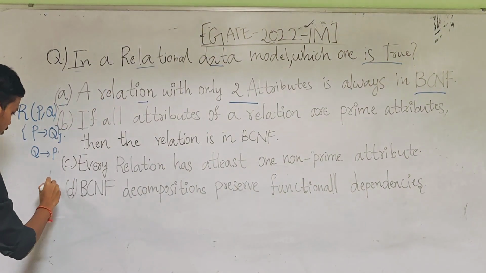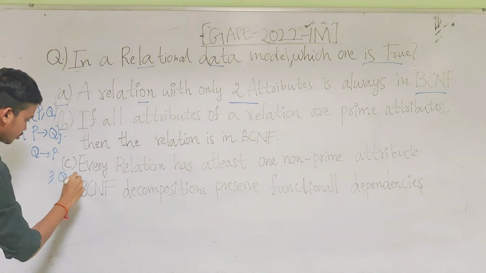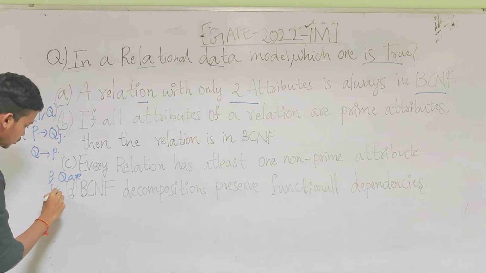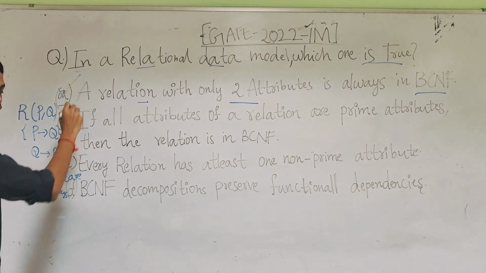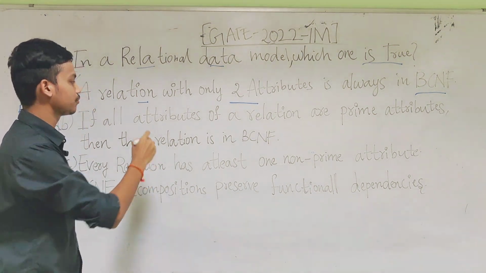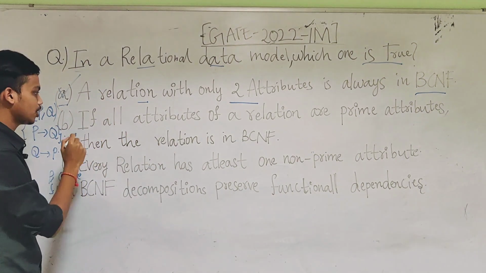So I am writing it here. P and Q are super keys. So option A is true. They will obviously be in BCNF. So this is correct. Now I am checking option B.